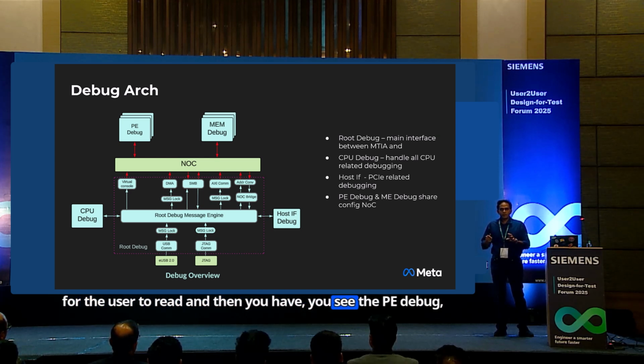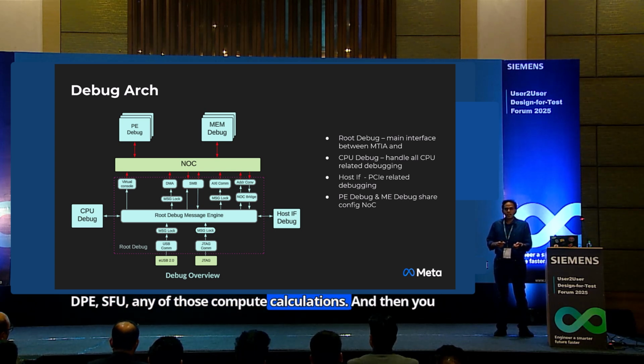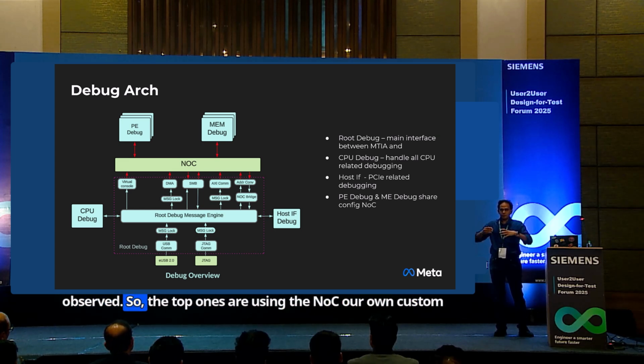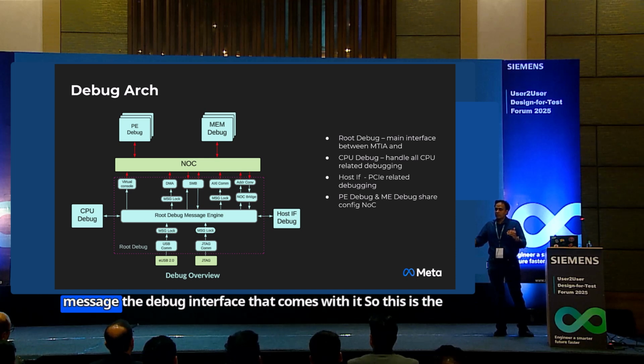And then you see the PE debug, which is the compute core that I explained, which does the DPE, SFU, any of those compute calculations. And then you have this memory subsystem debug also. So everything is observed. The top ones are using the NoC, our own custom-designed NoC, whereas the CPU and the host are using the debug interface that comes with them.